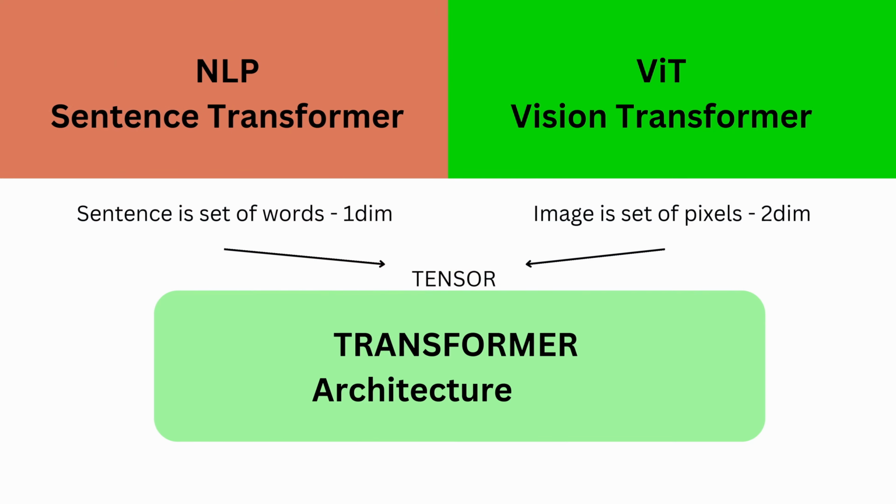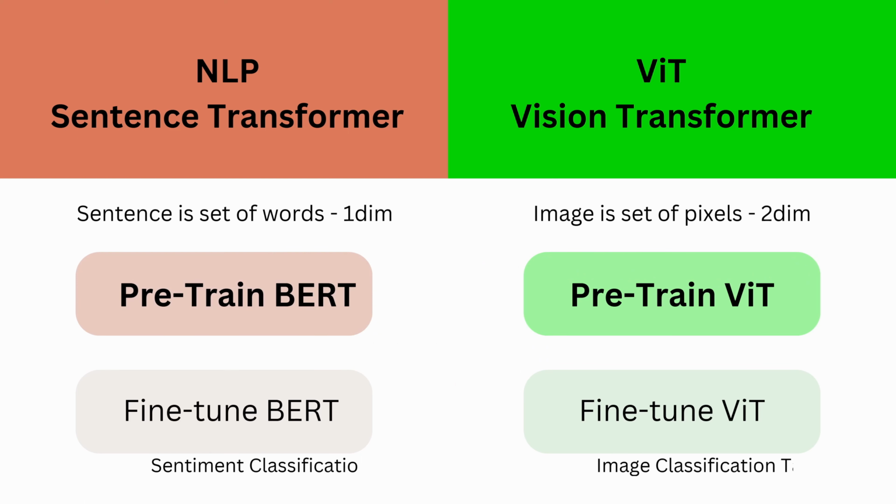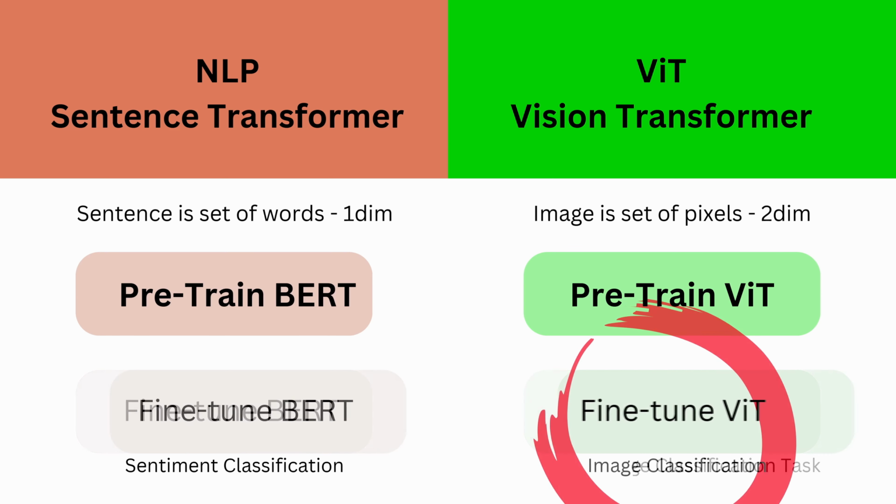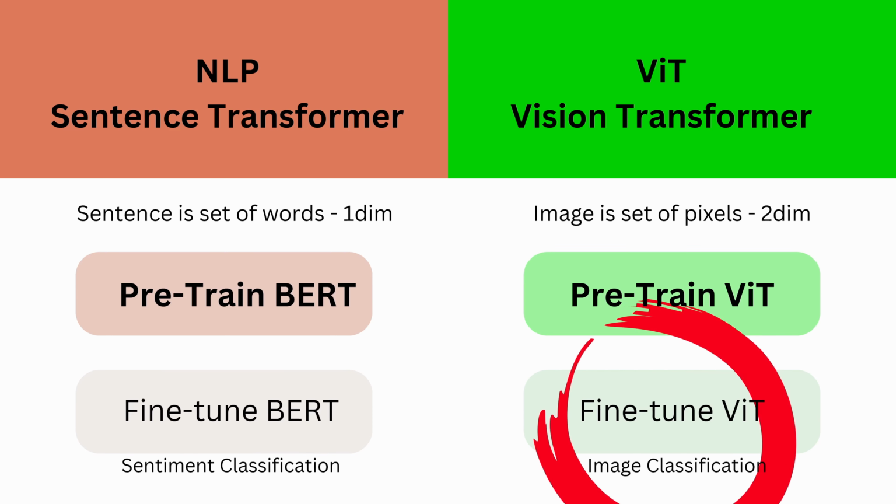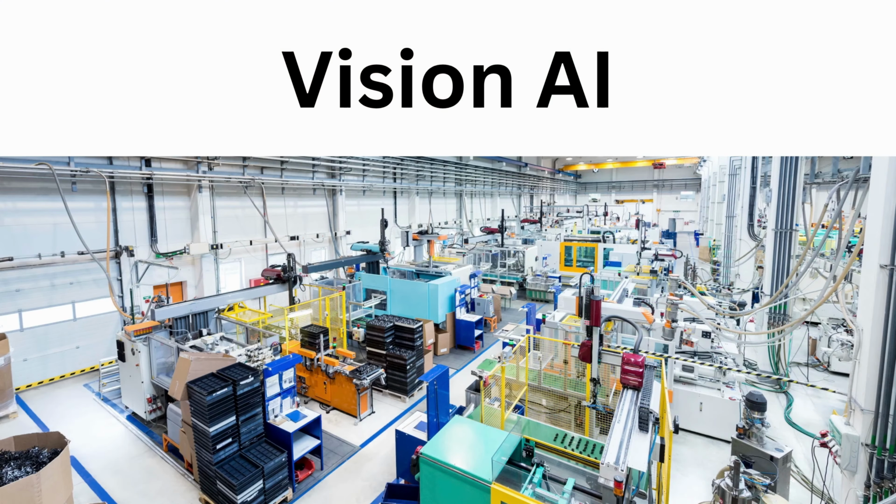Independent if you have a sentence transformer or a vision transformer, the transformer architecture is almost identical. So this means we have a pre-trained model and then we fine-tune this model for a specific task. And today I show you how to fine-tune a vision transformer on image classification.